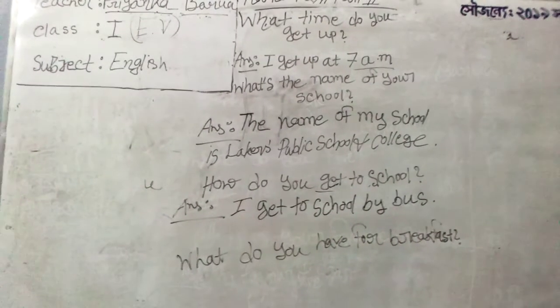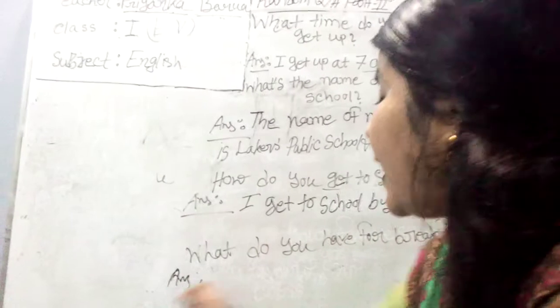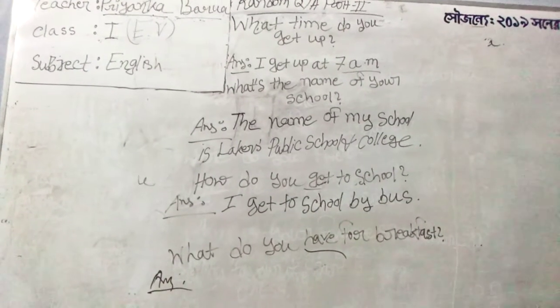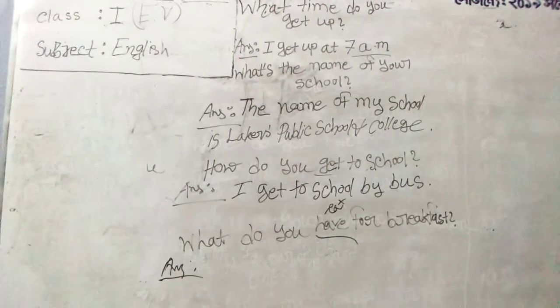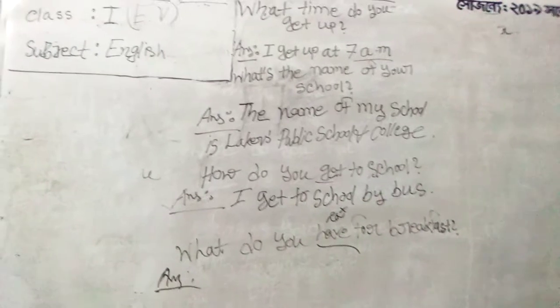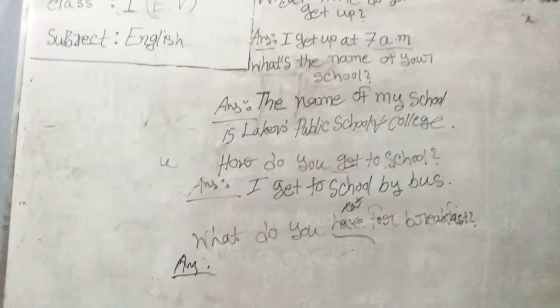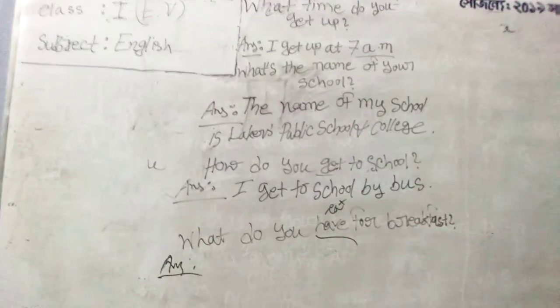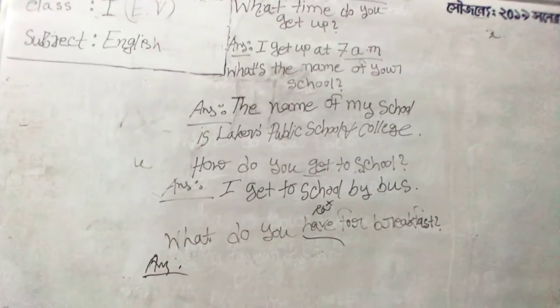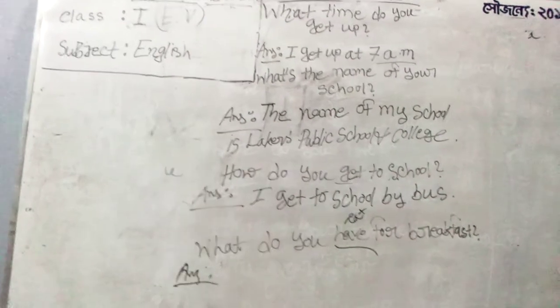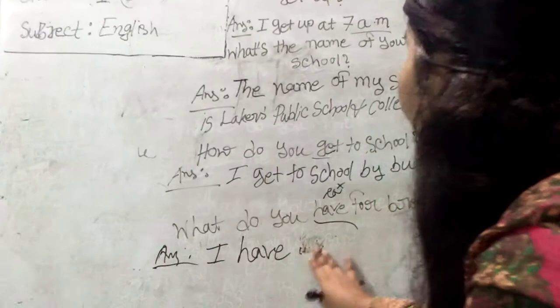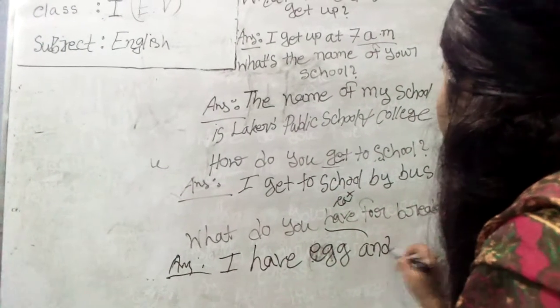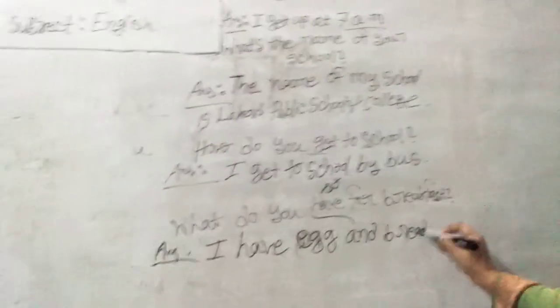Okay babies, so what do you have for breakfast? What do you have for breakfast? It is asking about, here have means taking. What do you take for breakfast, or what do you eat for breakfast? Here have means eating or taking breakfast. What do you eat in the morning? As for example, Miss is saying that I always prefer bread and egg. So if you are also the same, you can also write that I have egg and bread. Or you can write bread and juice, or whatever you take. Okay, so I have taken bread for breakfast.